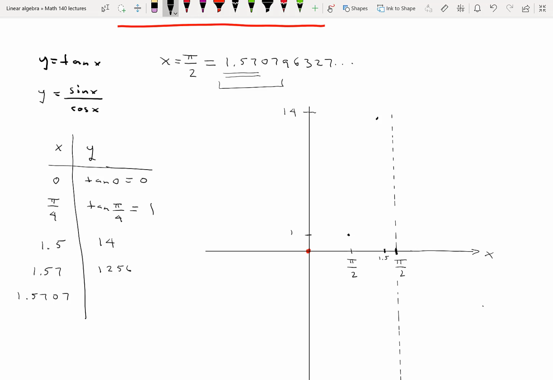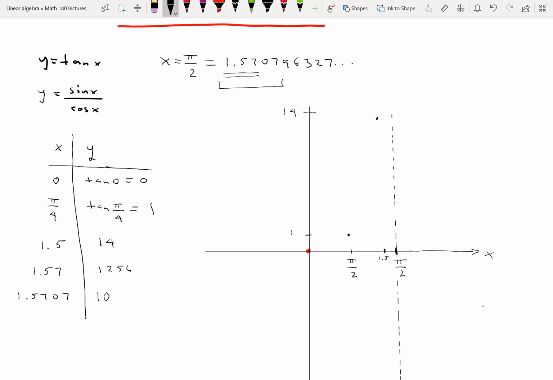Now I'm increasing x from 1.57 to 1.5707. So I'm increasing x by just 10,000ths of a unit. 0.00007 is added to the previous x value. So I'm adding a very, very little bit to the x value, but the y value doesn't increase in a corresponding small amount.